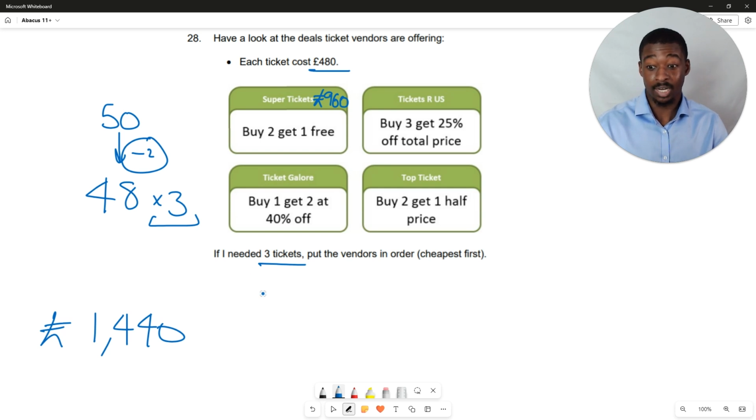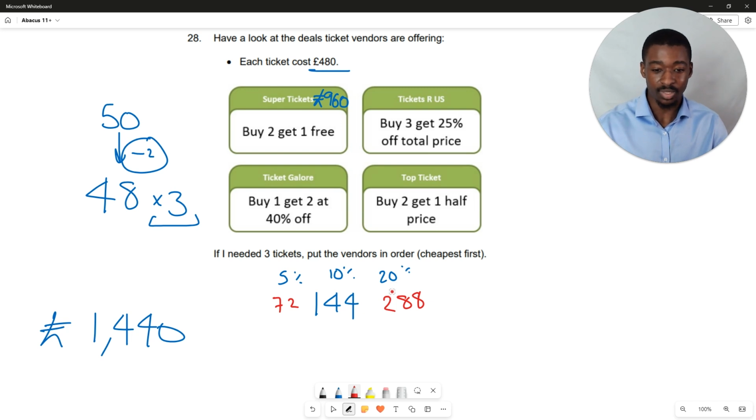Well, what's 10%? It's going to be 144. So 5% is going to be half of that. It's going to be 72. And then 20% is going to be double that, which is going to be 288. So now we have all the components we need for 25% off. It's going to be this one plus this one.